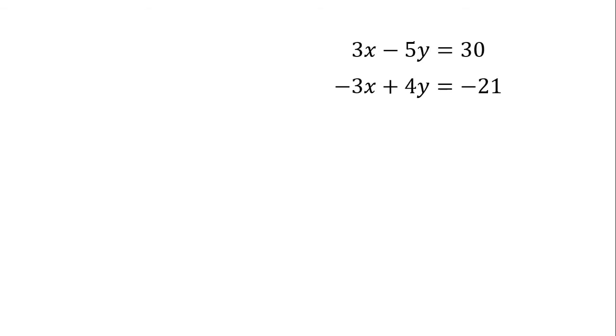3x minus 5y equals 30. Negative 3x plus 4y equals negative 21. If we want to solve the system of equations by substitution, it's going to be a little bit more work than the problems we saw last week.